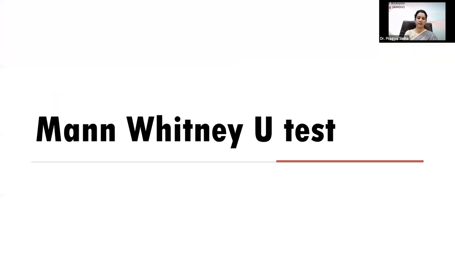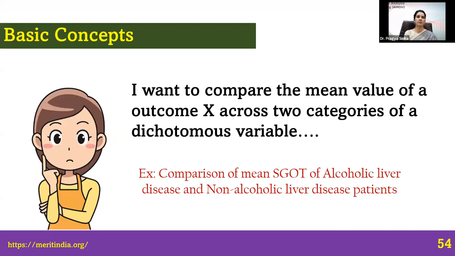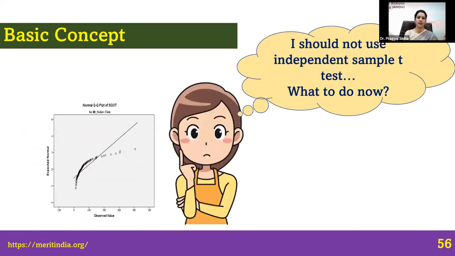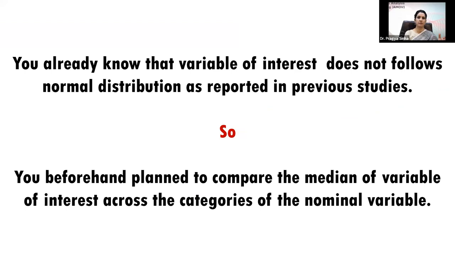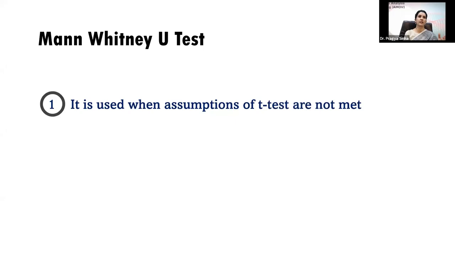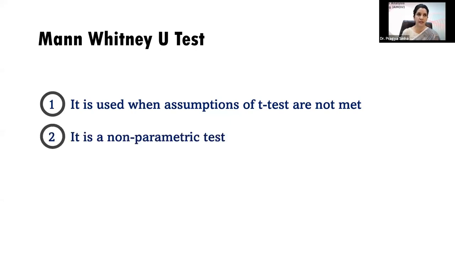Now, Mann-Whitney, I have shown you, is the non-parametric counterpart of this independent sample t-test. So if you want to compare the mean value of an outcome across two categories, like we have seen with ferritin and LDH, then you can go with this Mann-Whitney U test. I'm skipping this because I have told you. Again, it is used when the assumptions of t-tests are not met, especially the normality one. And remember, even if it is skewed but in the same direction, you can still go for the independent sample t-test.